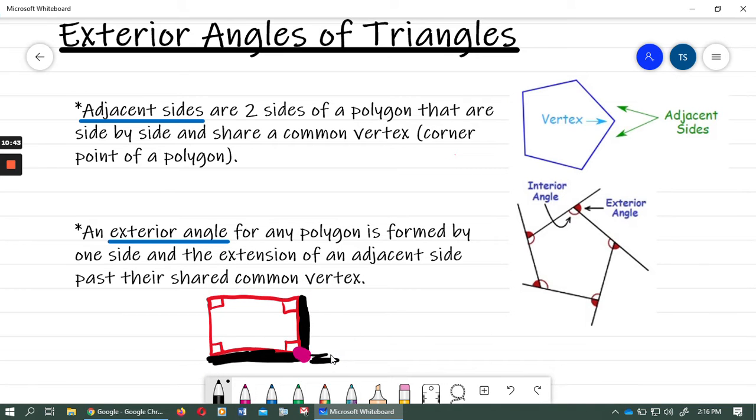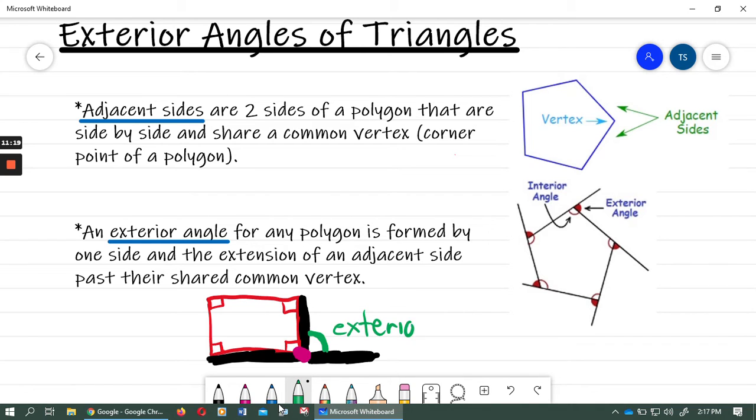If we were talking about extending out that adjacent side past their common vertex, then your exterior angle would be this angle right here. Now, folks, we can have more than one exterior angle for a polygon. But again, that's how we get an exterior angle. We've got one side and an extension of an adjacent side, and those two things form an exterior angle.